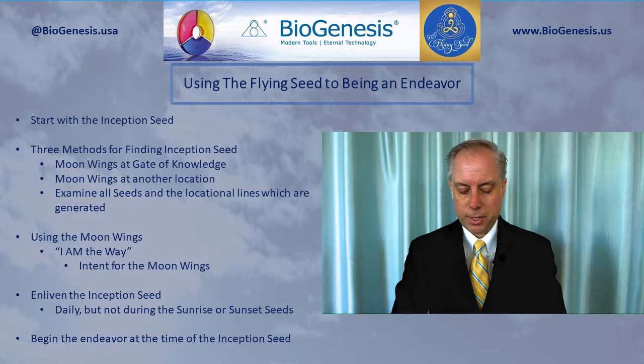The second method is the selection through the moon wings in another location. This will offer direction in the absence of the possibility to perform the selection at a gate. The third selection method is to evaluate the nature of the seeds and the locational lines which are generated. This is the most complex method. All methods will produce positive results. Each method has value. Each method offers fullness.